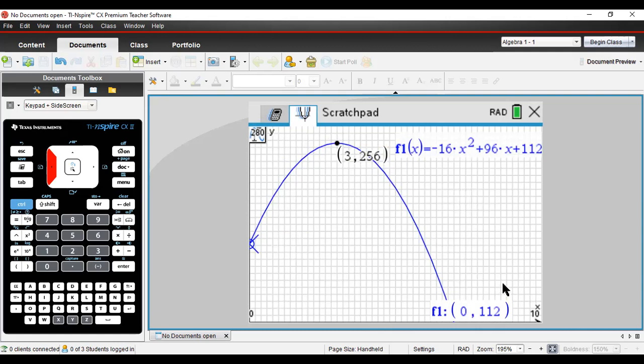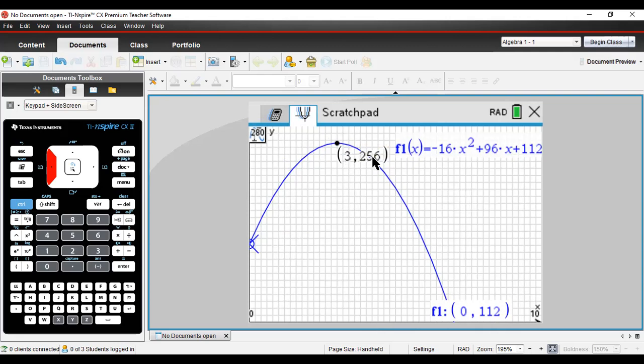That's the initial height of the ball. That's the height of the platform. However you want to say it, those are the same thing. The initial height of the ball, the height of the platform, those are the same thing. All right, so it's 112. We already got that one.